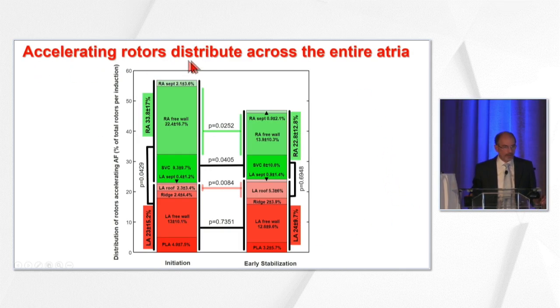First, we try to look whether those that accelerate distribute in certain regions. During the initiation, we see there are slightly more rotors actually in the right atrium, although the tachypacing was in the left. But they were both in the right and in the left. While in early stabilization, there seems to be an equal number between the left and the right. So there's no significant difference.